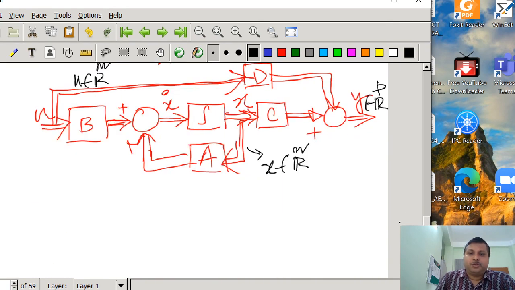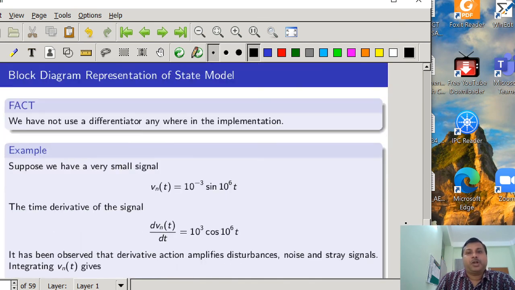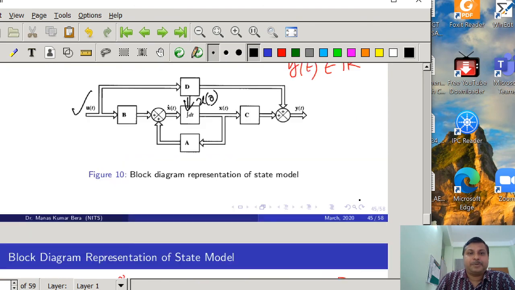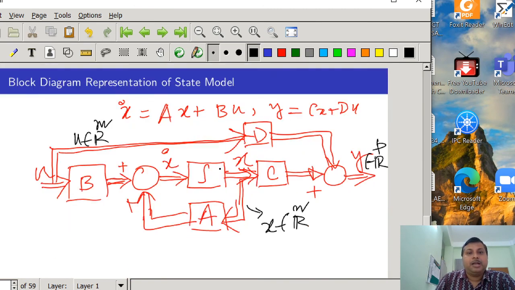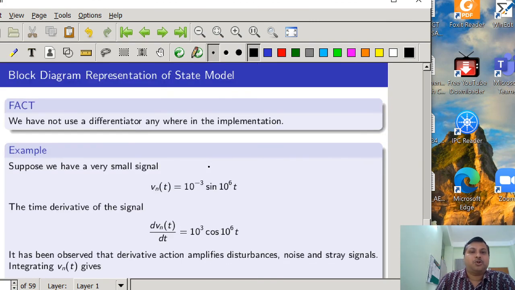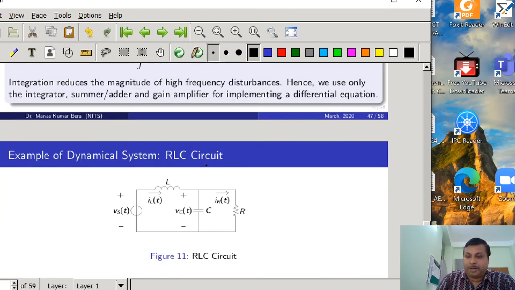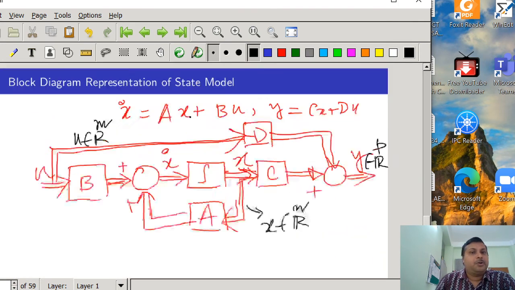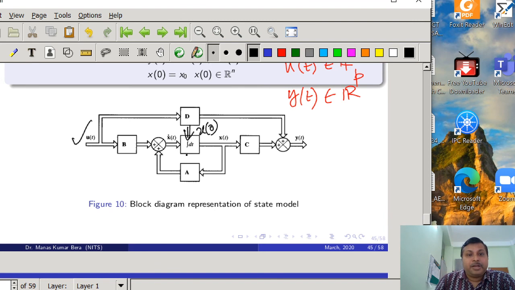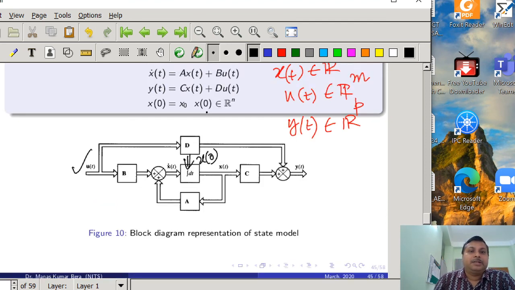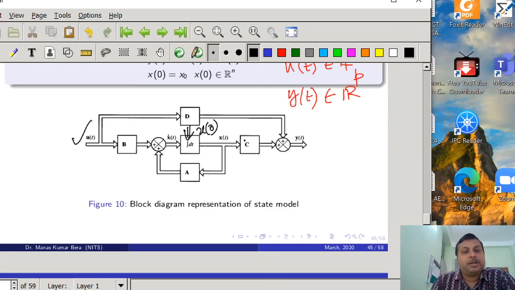Now we will move to an example, and for that example we will try to draw the block diagram, because this is a generalized representation of a given system. We will learn how to draw the block diagram if a particular system is given. But before that, one important thing I want to point out: why we use integrators while implementing the system using block diagrams. If I want to do the simulation, this block diagram has to be implemented either in a computer, or in the laboratory using operational amplifiers.